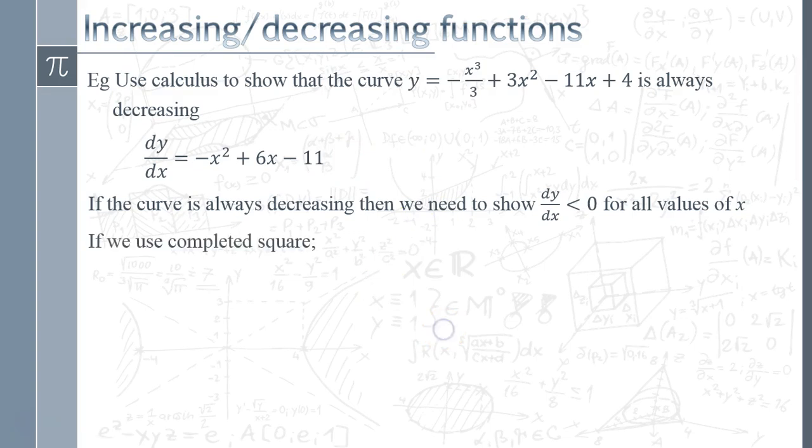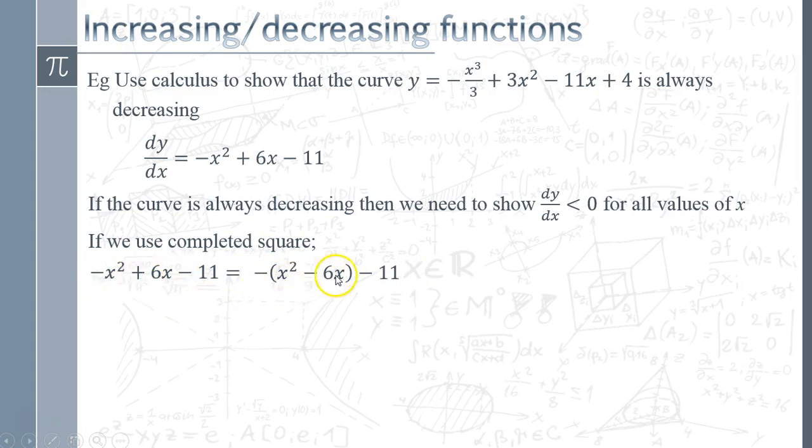A couple of ways of doing this, but I'm going to go for completed square. So if we take our gradient function and write its completed square, the issue is this minus, so we're going to have to take the minus out of the bracket outside first. So there we go. Notice minus 6x gives me the plus 6x, minus 11 I've just left at the end, I haven't touched that, so this bracket here is just the first two terms.